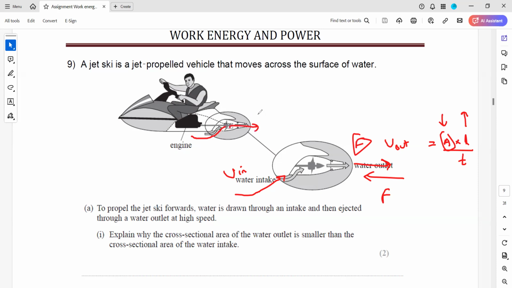When the water is coming out, because the area is narrow, and volume is area multiplied by length, area is less and volume is constant, so the length should be greater. Like water should go a greater length, or in a short time, it should move faster. So the force on the water should be greater. As a result, the water will exert an equal but opposite force on the jet ski. So it will have a greater acceleration, or it will accelerate the jet ski.